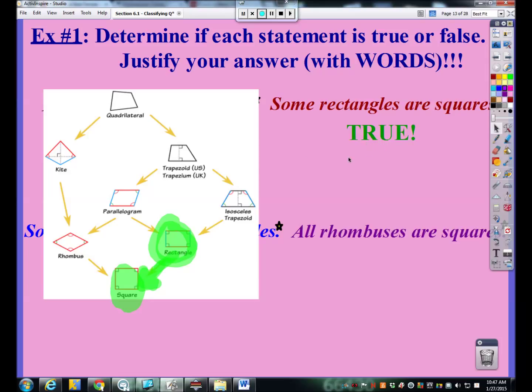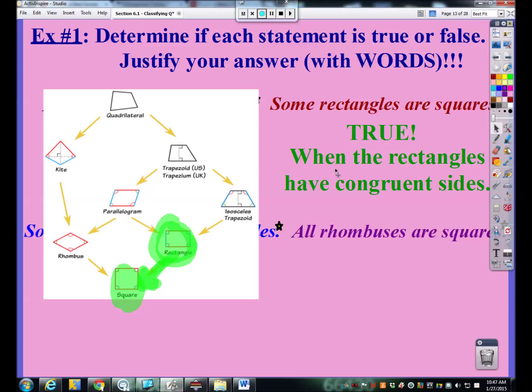And we could just validate this by saying when the rectangle has 4 congruent sides, then that rectangle turns into a square. Does a rectangle have to have 4 congruent sides? No, it doesn't. So that's why we say some rectangles are squares. Not all rectangles have to have 4 congruent sides, but they could. And then we would call that shape a square.